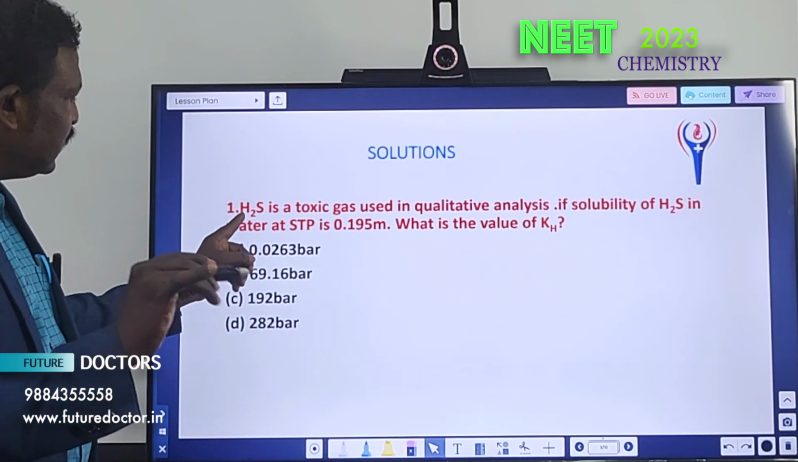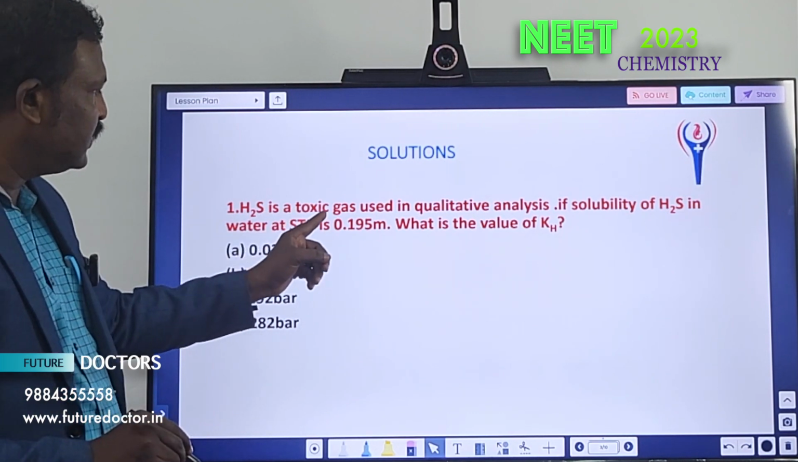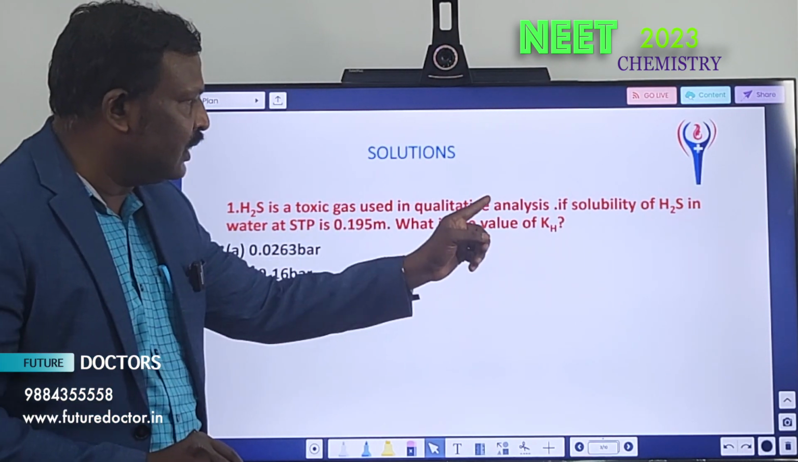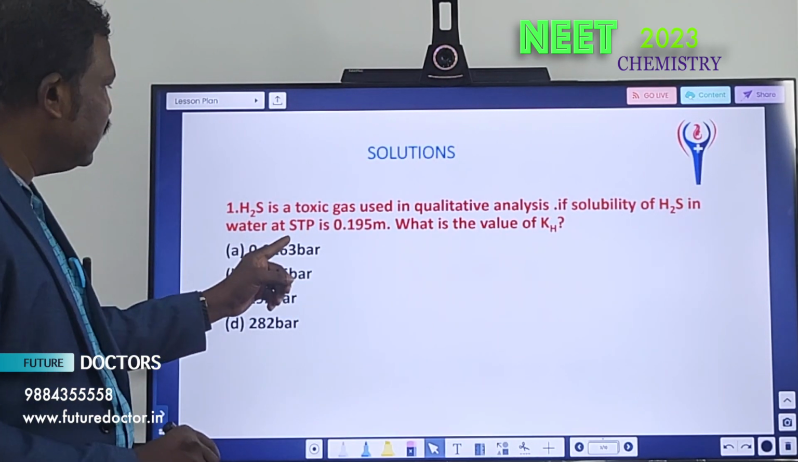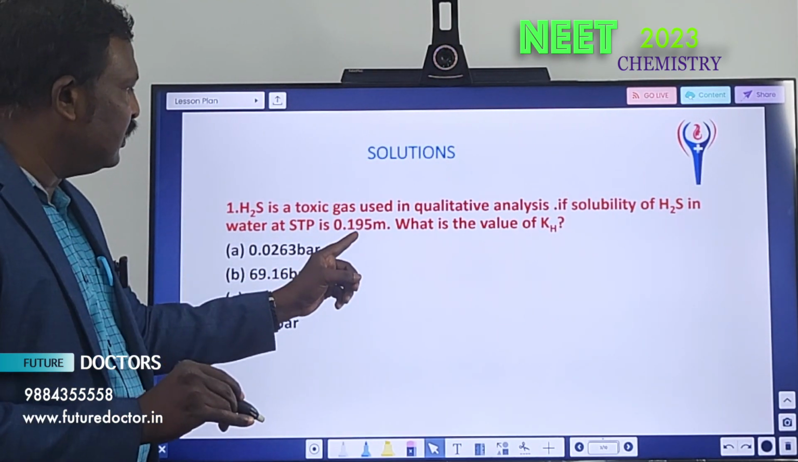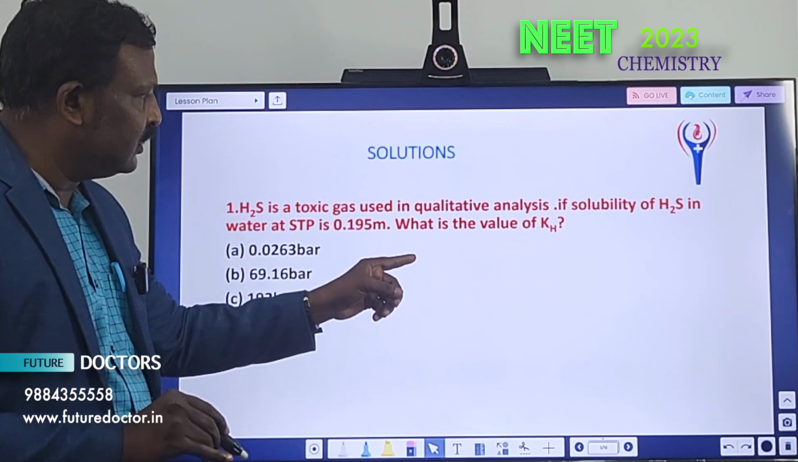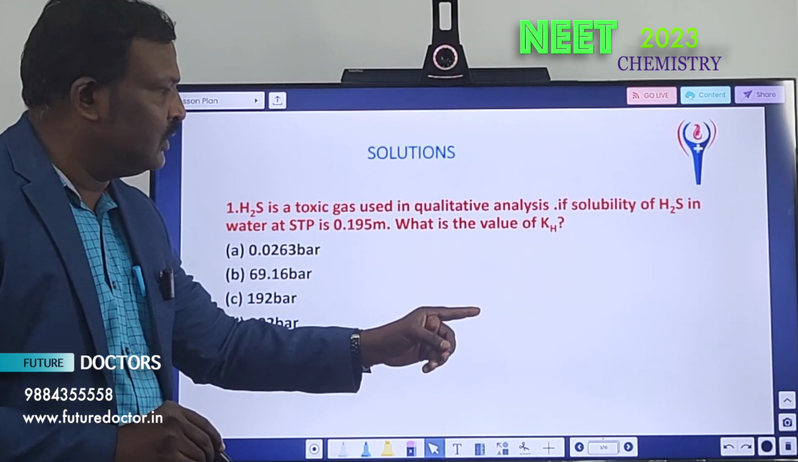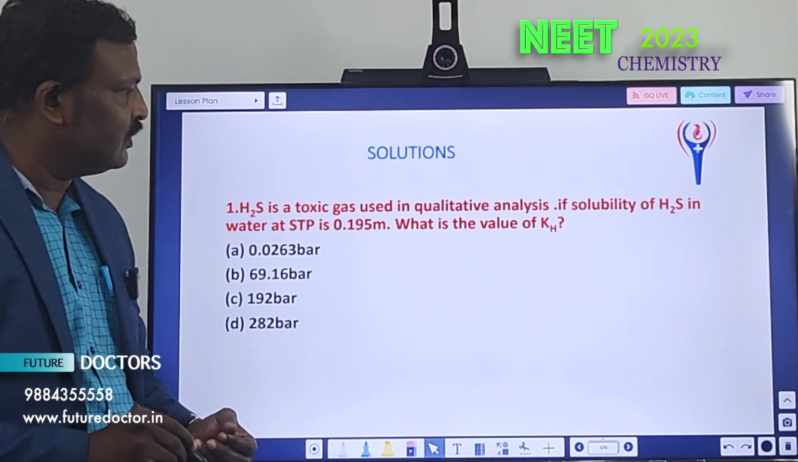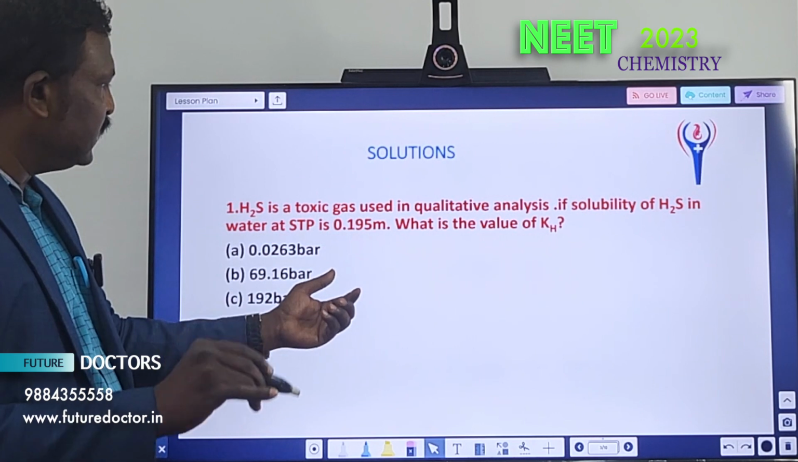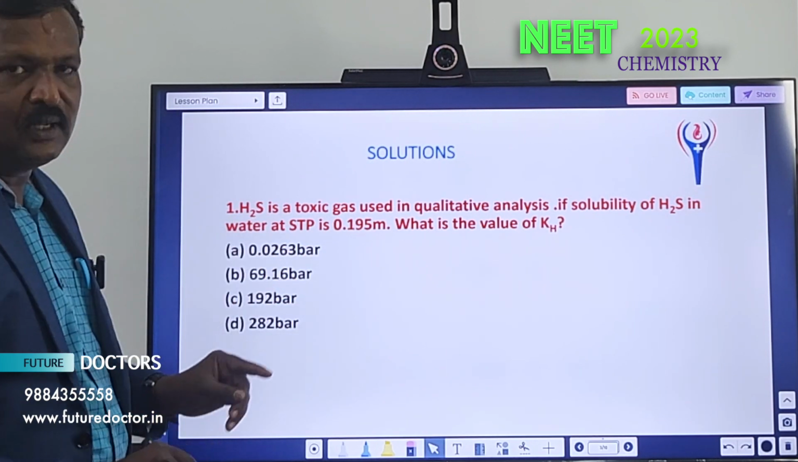H2S gas, nothing but hydrogen sulfide gas, is a toxic gas used in qualitative analysis. If the solubility of H2S in water at STP is 0.195 molality, what is the value of KH? You know, Henry's constant. KH means Henry's constant. We have a small formula for that. If you put this formula, you can get the answer very easily.